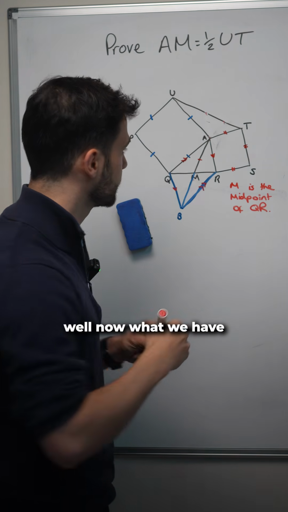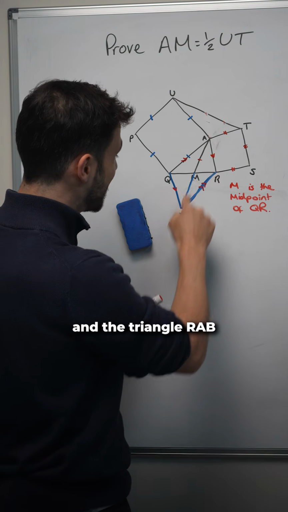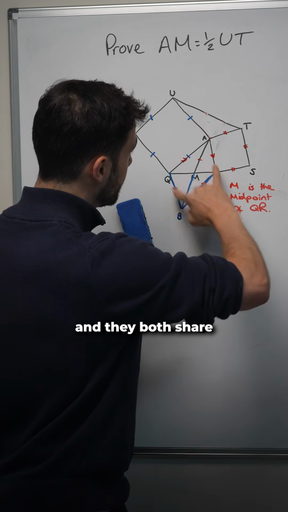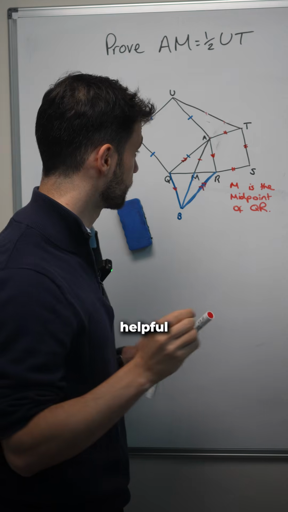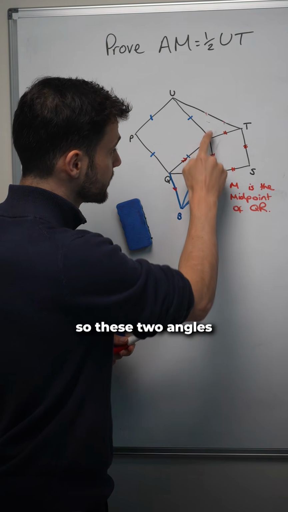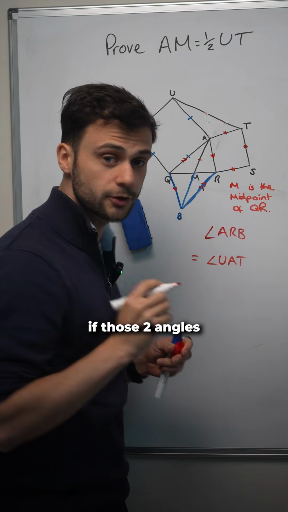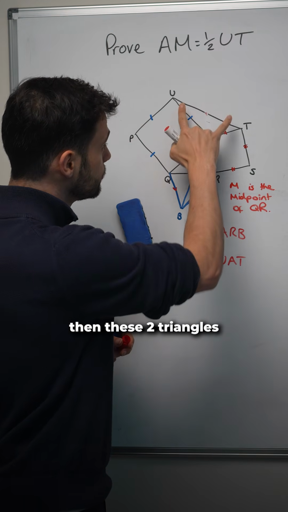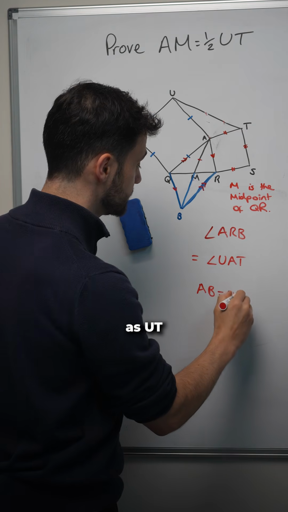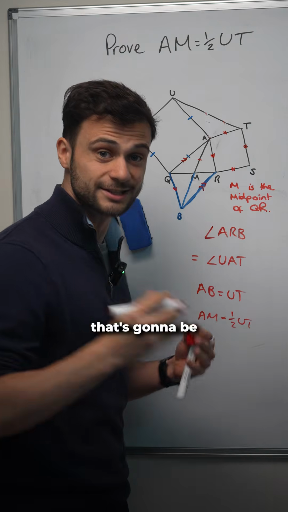Well, now what we have is we can see with this triangle AUT and the triangle RAB, they both share the smaller square side and they both share the larger square side. So that's going to be helpful. And if we can show that the angle between those two sides is equal, so these two angles, ARB and angle UAT, if those two angles are equal, then these two triangles are congruent, and that would mean that AB is the same length as UT, so AM, which is half of the length of AB, would equal half UT. That's going to be our strategy.